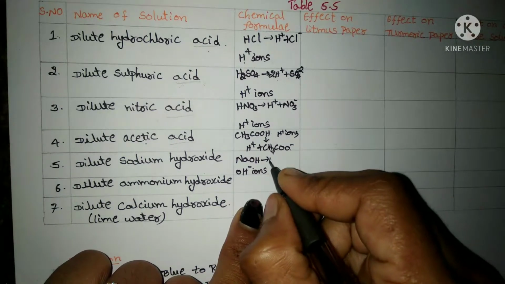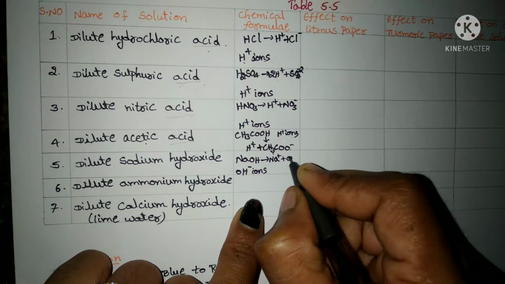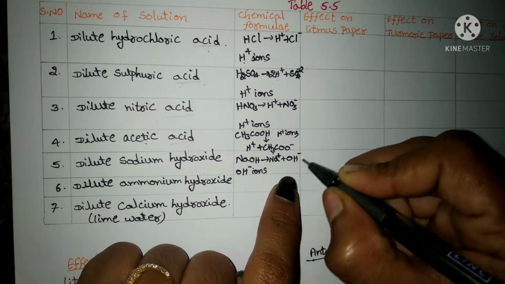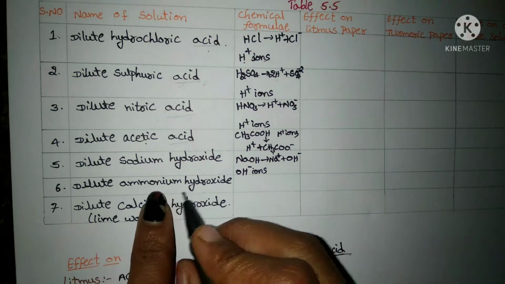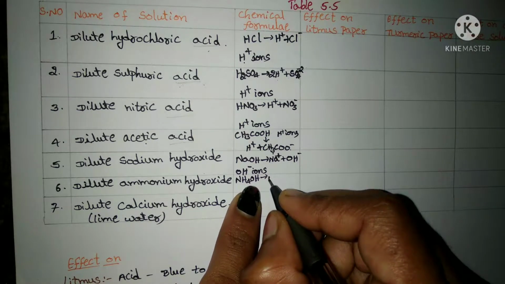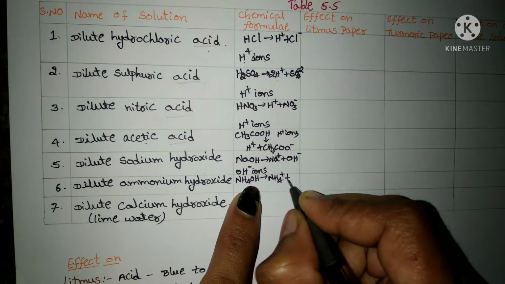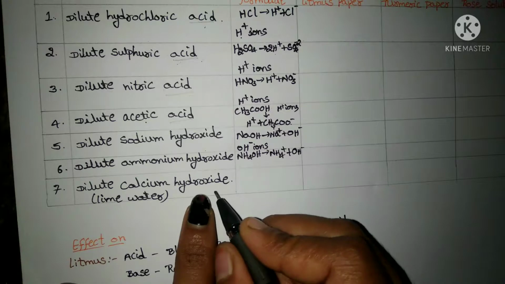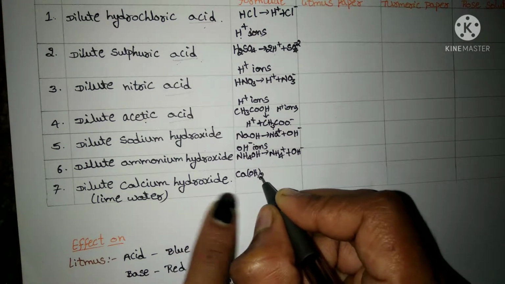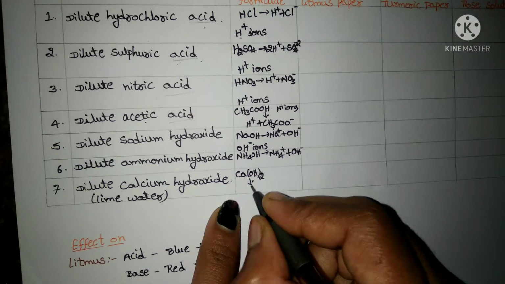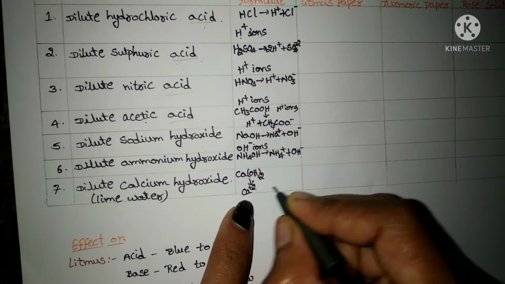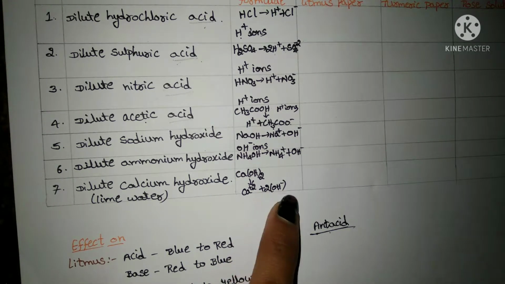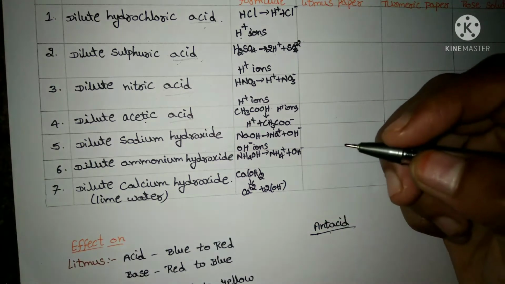So here NaOH converts to Na+ and OH- in aqueous solution. So this is now a base. Why? Because it has released the OH- ion. Next, ammonium hydroxide. NH4OH will release NH4+ ion and OH- ion. So OH- ion got released, right? So this is a base. Next, dilute calcium hydroxide. This is the chemical formula of calcium hydroxide. It will release Ca2+ ion and 2 OH- ions. Okay, so OH- ions release, so calcium hydroxide is a base.